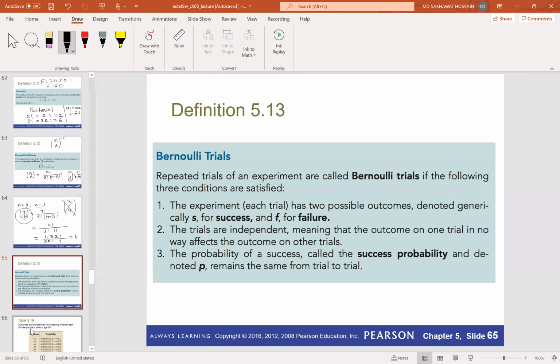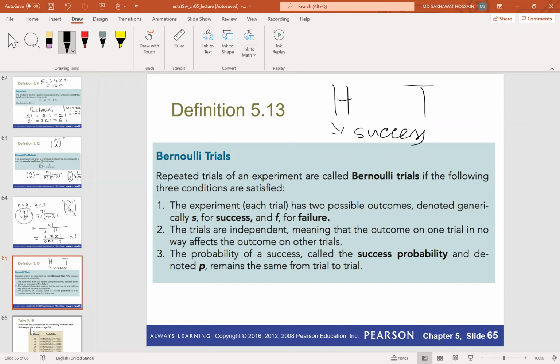So what are Bernoulli trials? The experiment should have only 2 possible outcomes, denoted generically by S for success and F for failure. So we have 2 possible outcomes. We consider one outcome as success and the other one as failure. For example, if we flip a coin, we'll have head or tail. If our concern is getting a head, then we'll consider this one as success.